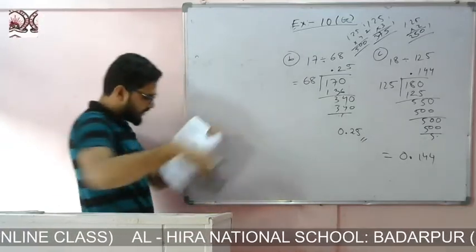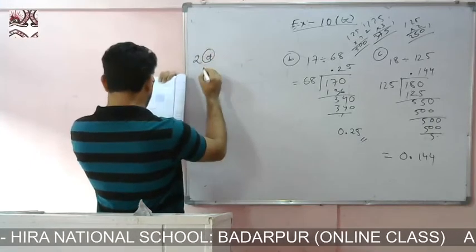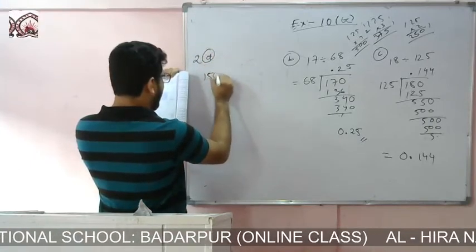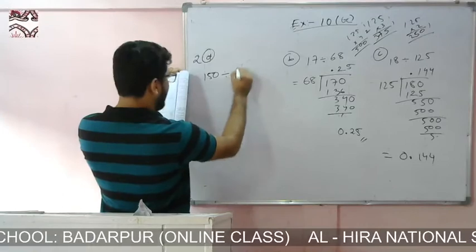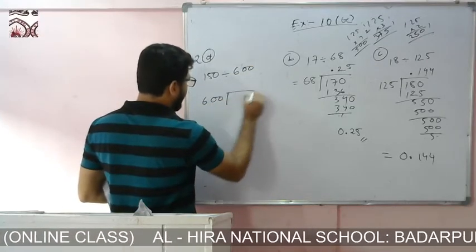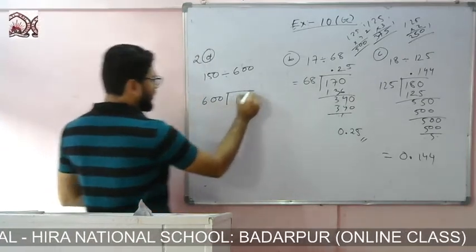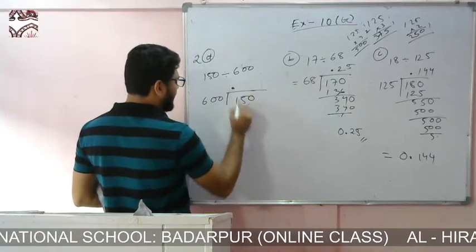Now we shall practice D. Okay. In D, what are we getting? 150 divided by 600. Okay. So 600 divided by 150. So it is not divisible. We'll put 1 point. Then we'll bring 10.